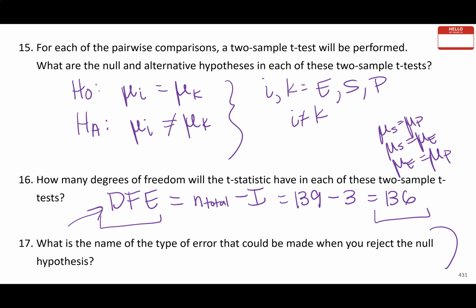And then 17, what is the name of the type of error that could be made when you reject the null hypothesis? So if you reject the null, the only type of error you could have made, it doesn't mean that you made it, is type 1. Similarly, if you fail to reject the null, the only error you could have made was type 2. That's the idea.